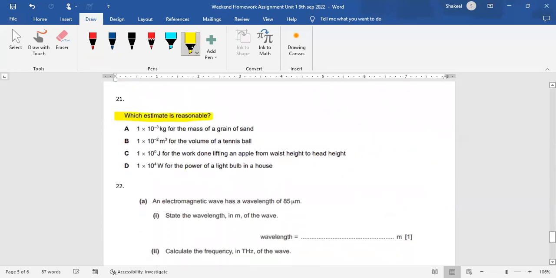Okay, which estimate is reasonable? Let's see. Mass of a grain of sand, 1 into 10 to the power minus 3 kilogram. You know kilo is 10 to the power plus 3, so this cancels away. It means 1 gram. Is the mass of a grain of sand 1 gram? No, a sand grain is a very tiny thing. So 1 gram is not the mass.